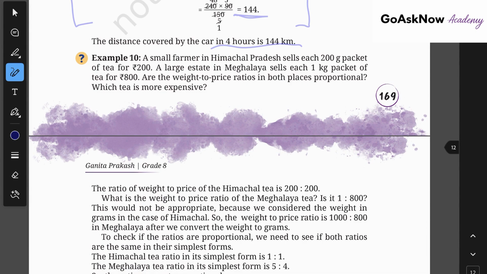Example 10. A small farmer in Himachal Pradesh sells each 200 grams packet of tea for 200 rupees. A large estate in Meghalaya sells each 1 kg packet of tea for 800 rupees. Are the weight to price ratios in both places proportional? Which tea is more expensive?